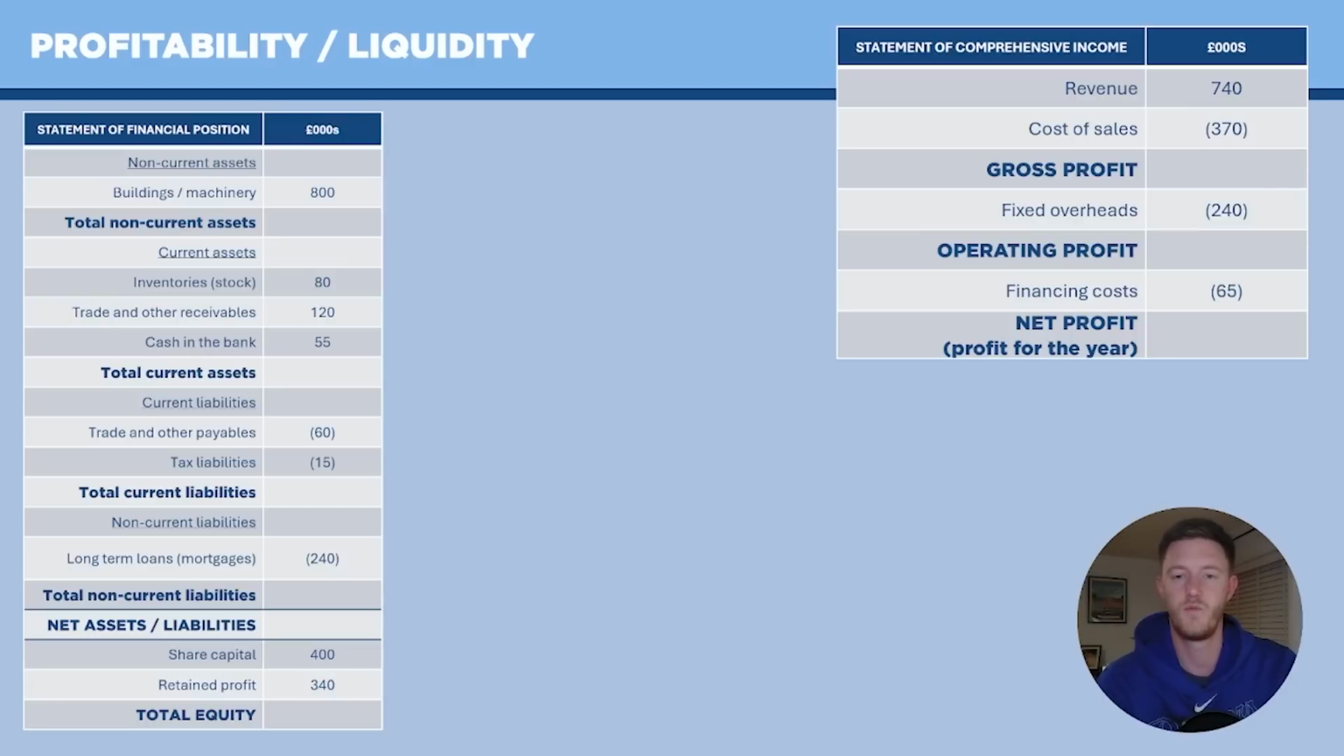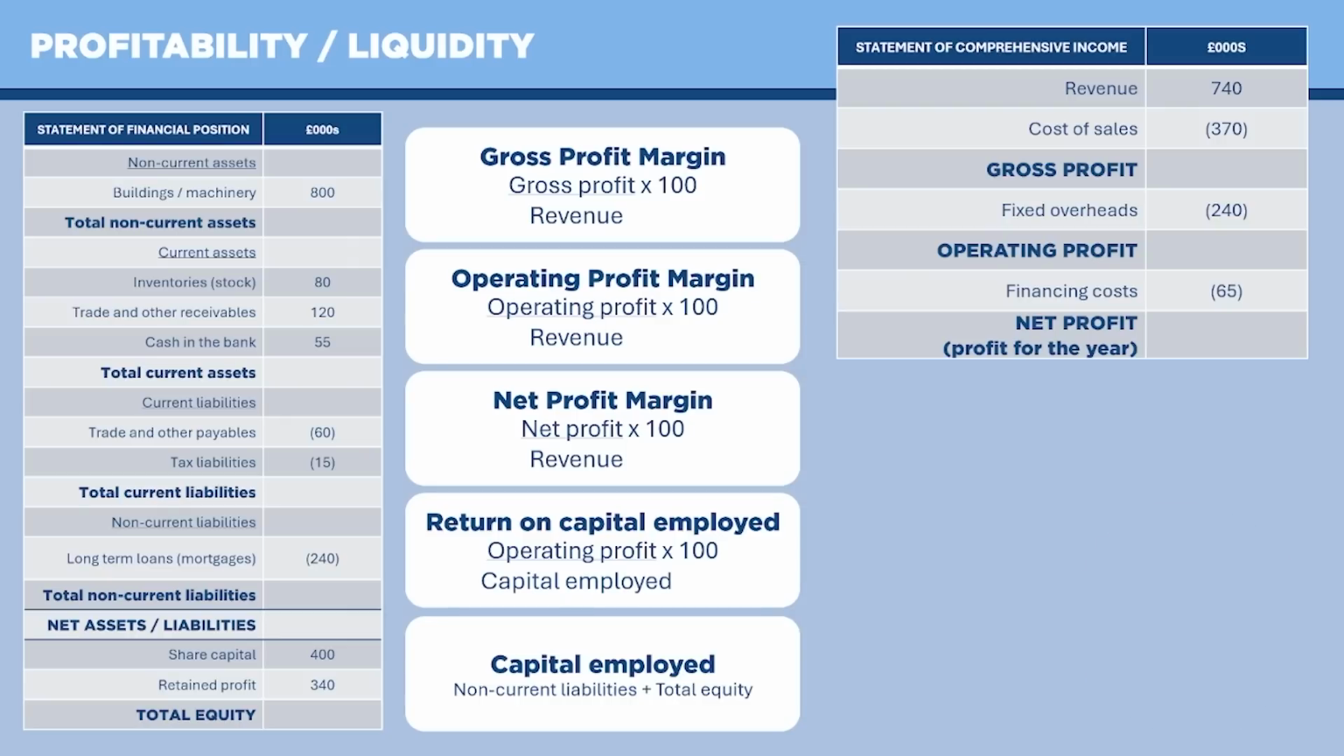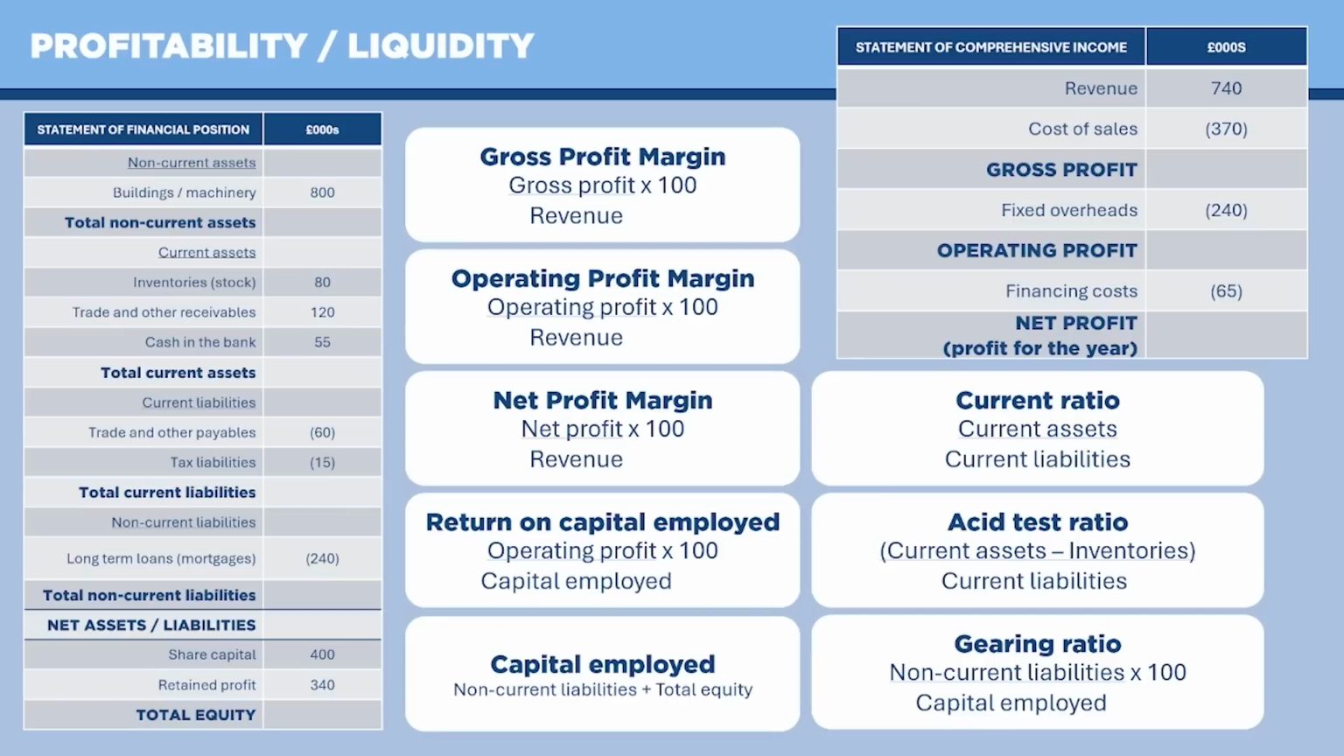Now, in terms of these, we also have these tables. Again, I'm just going to run through these quite quickly just because I've done this in the calculations video, but we've got a whole bunch of calculations we can do. We've got our profit margins. So these are our gross profit margin, operating profit margin, net profit margin. We've got ROCE as well. And we've obviously got capital employed, which we need to calculate ROCE. We've also got our liquidity ratios, current ratio and acid test ratio, and we've got our gearing ratio.